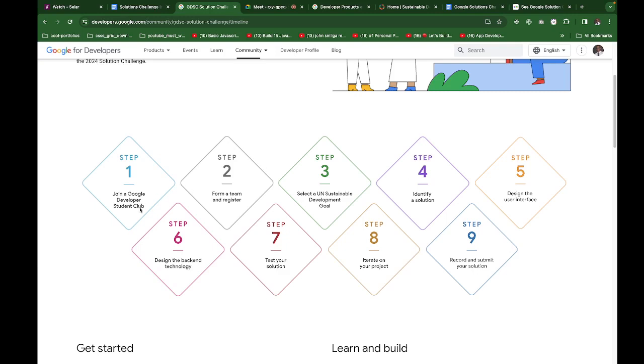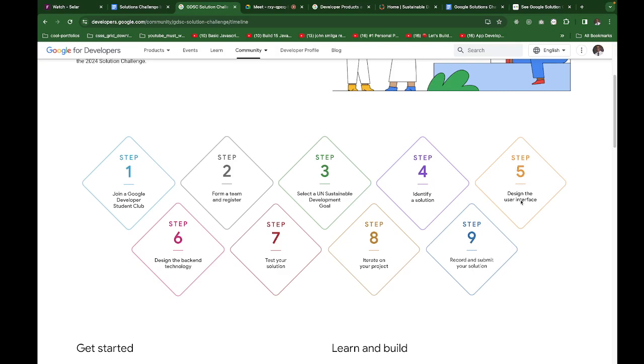So you join a Google Developer Student Club, and you form a team. As said earlier, your team can be from one person to a maximum of 4 people. You select one of the SDG goals and then build towards that goal. As we said earlier, there are 17 SDGs, and your solution can address one or more of them. So you can have a solution that solves 3 SDGs at the same time, or it can be a single SDG. You identify a problem, maybe in your local environment or anywhere at all.